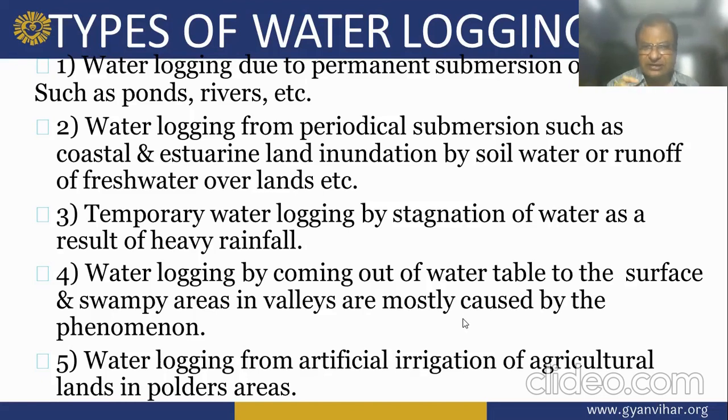Waterlogging by the coming out of the water table to the surface in swampy areas is mostly caused by natural phenomena, and there is also waterlogging from artificial irrigation of agricultural land in the polders area.